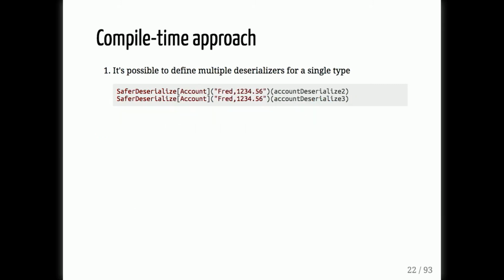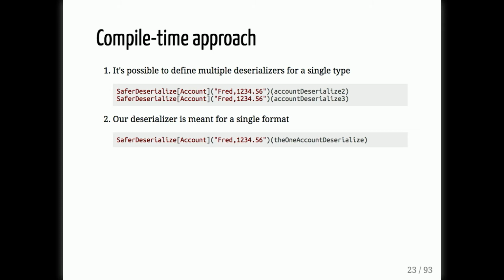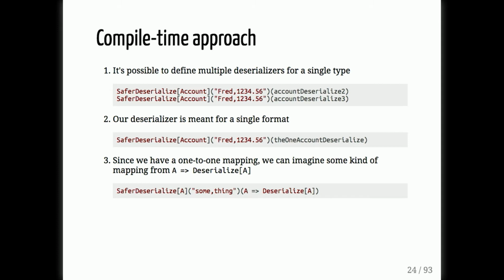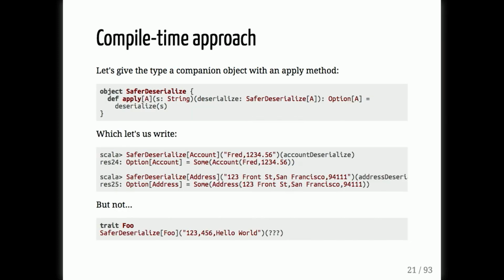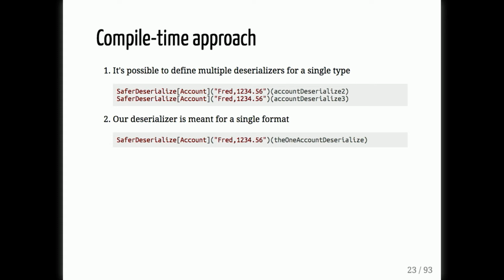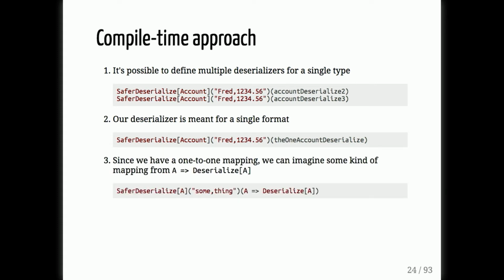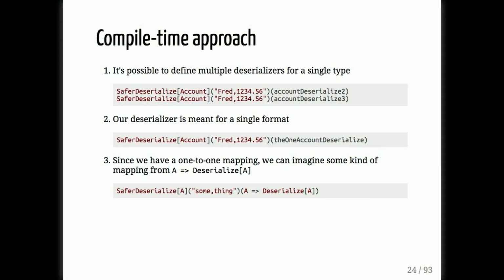So there's a couple of problems. We can define multiple deserializers for the same type. That can be a problem, also because we want a deserializer for a single format. Another problem here is that it's really annoying to pass around these deserializers. So we know we want one deserializer for a specific format. So we really have this one-to-one mapping, some function from A to a deserializer of A.